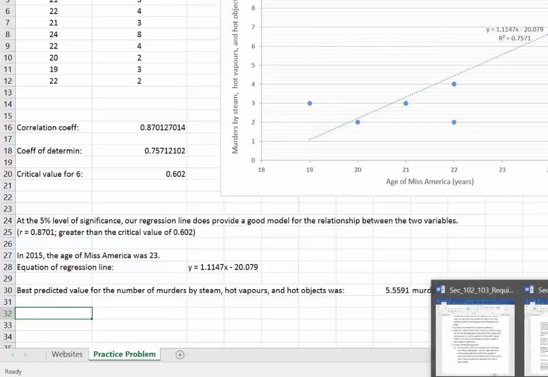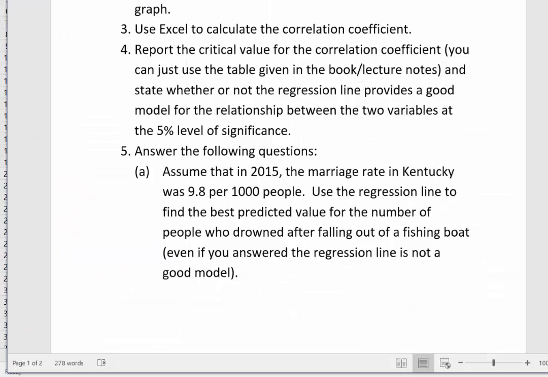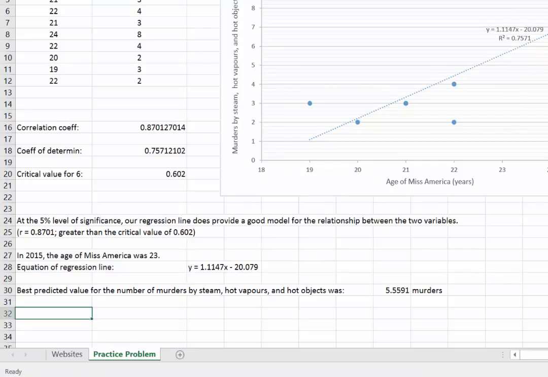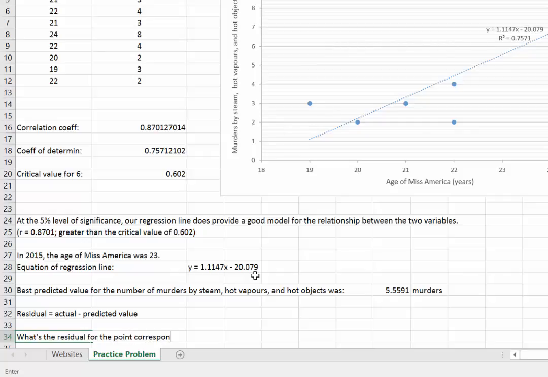Okay, the next part, I believe I asked you to calculate a residual. What is the residual? And so remember, the residual is equal to the actual value minus the predicted value. And so here, let's just say I pick the second to last point. What's the residual for the point corresponding to the 19-year-old winner? Because I think there was only one that was 19.